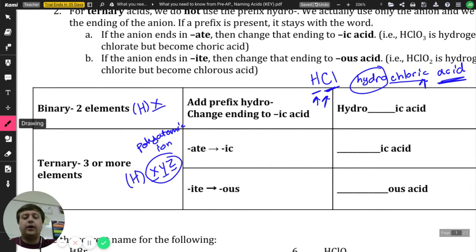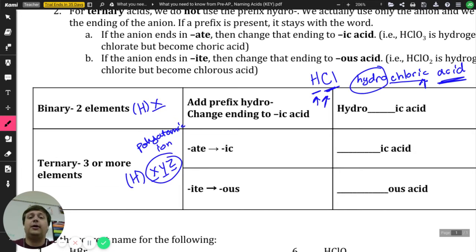Now, ternary, on the other hand, it's got two rules you have to follow. Okay, so this is where those three rules came in. First off, your first rule is that if it's binary, you do one thing. Specifically, add the prefix hydro to the beginning and change the ending to ic. Ternary has two different rules you have to follow. Well, the first rule is if I end in ate, I change to ic. The second rule is if I end in ite, I change it to us.